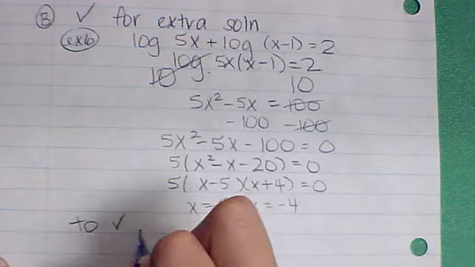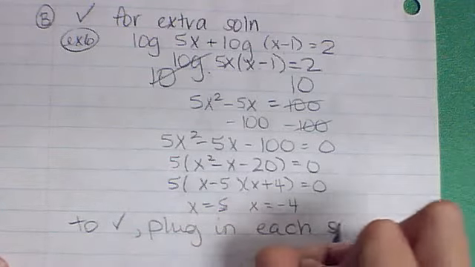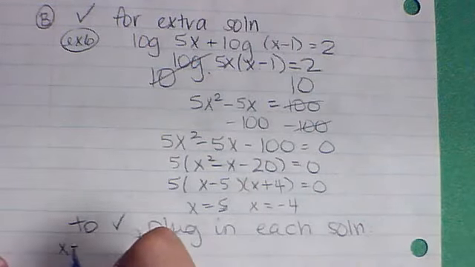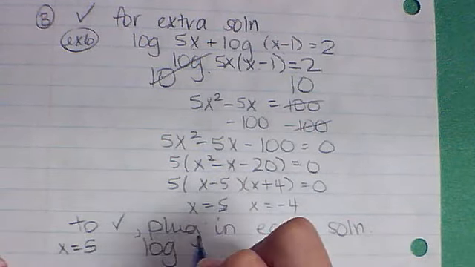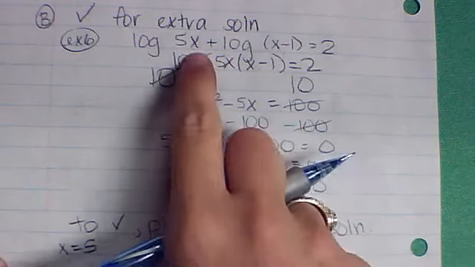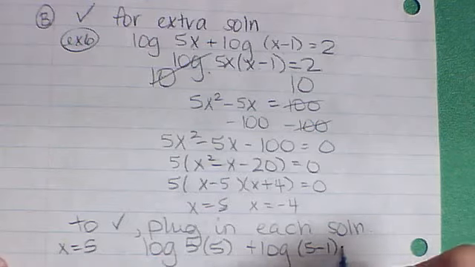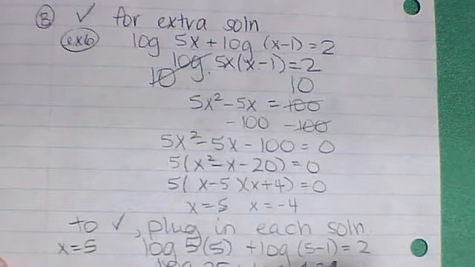To check, you're going to plug in each solution, and we're going to plug that into our original equation. So I'm going to start by checking x equals 5 because it was my first solution. And I'm going to do log of 5 times 5 because that's our x, plus log of 5 minus 1 equals 2. And I'm going to get log of 25 plus log of 4 equals 2.